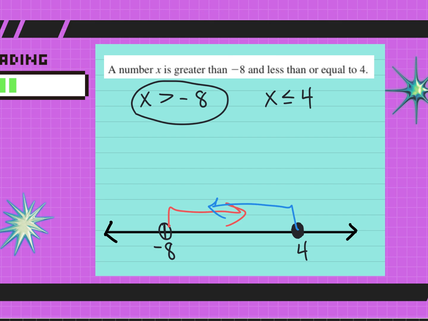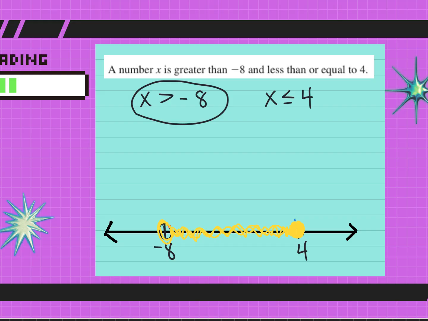So instead of coloring in all to the left and all to the right, we're just going to color in the middle, because that's the only section that meets both of those requirements. So I will shade in the middle of the graph. An open circle, a closed circle here, and like I said, shading in the middle because it's an AND.